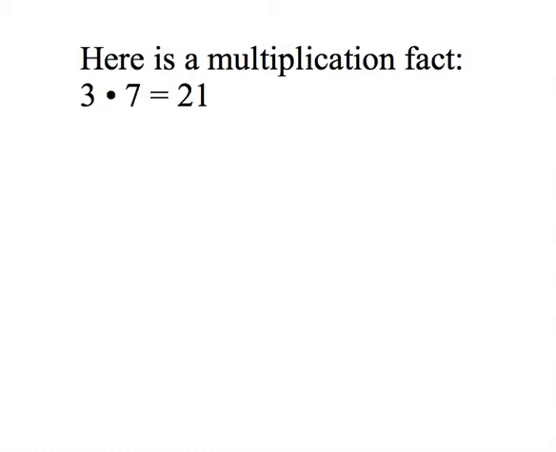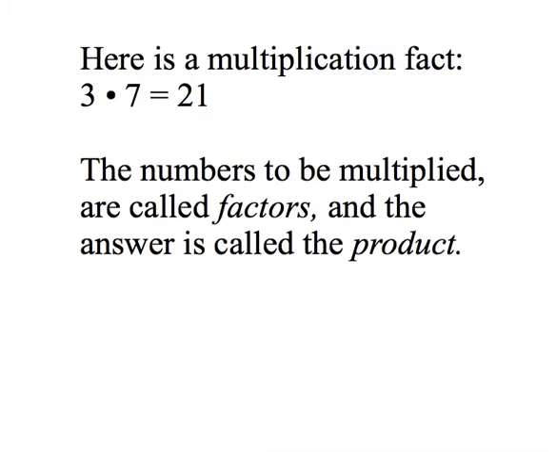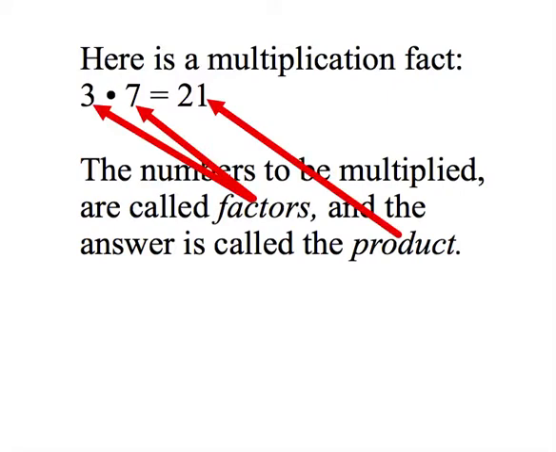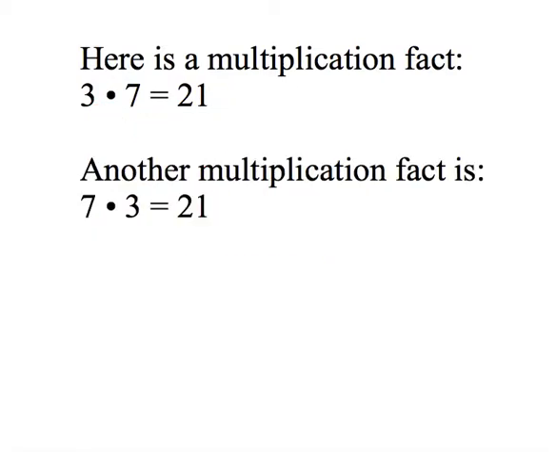Here is a multiplication fact. 3 times 7 is equal to 21. The numbers to be multiplied are called factors, and the answer is called the product. So in this example, the 3 and the 7 are the factors, and the 21 is the product.